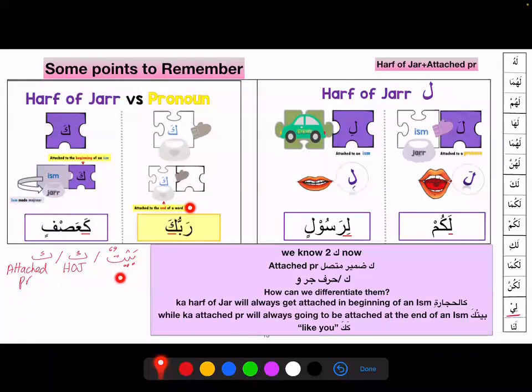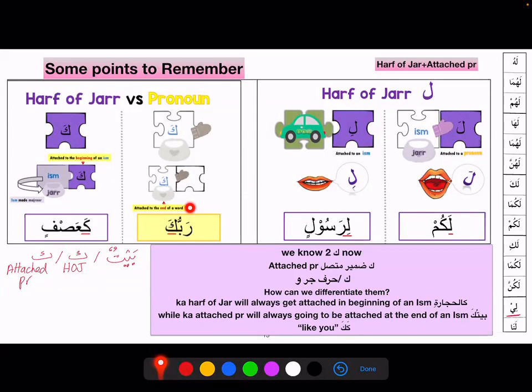What does ka mean? Ka means like. So ka baytin would be like a house, or I can add bayti: ka bayti, like my house. I'm giving the example like my house. This is something you have, like my house, right?